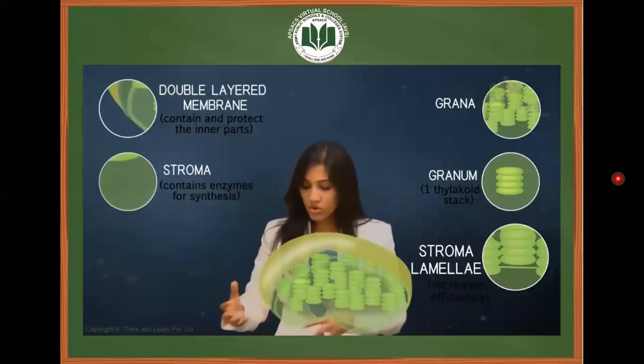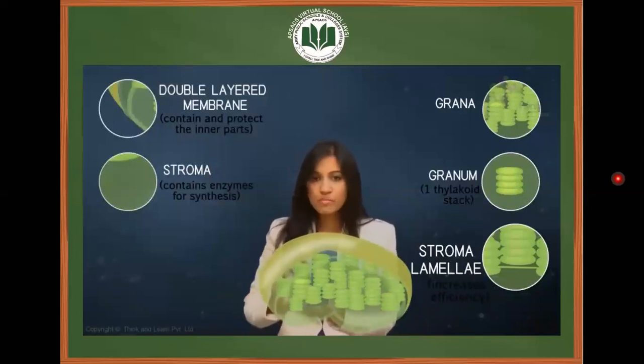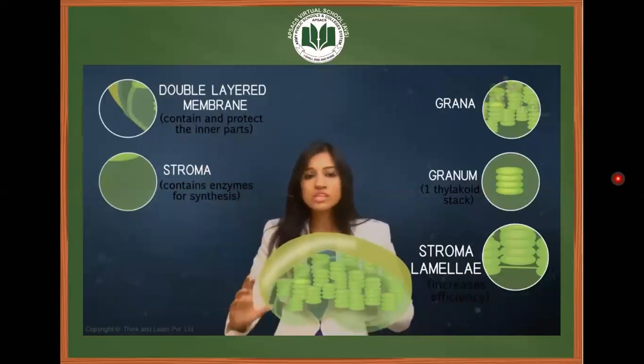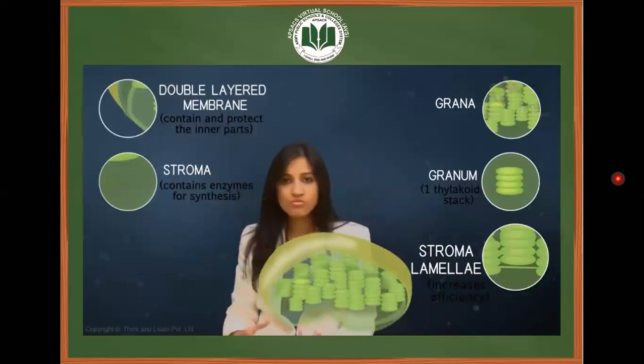So imagine that they were all bunched up together, lying on top of each other. It wouldn't be an efficient way to capture the sun's energy, right? So the lamellae do this neat arrangement work for the chloroplast.